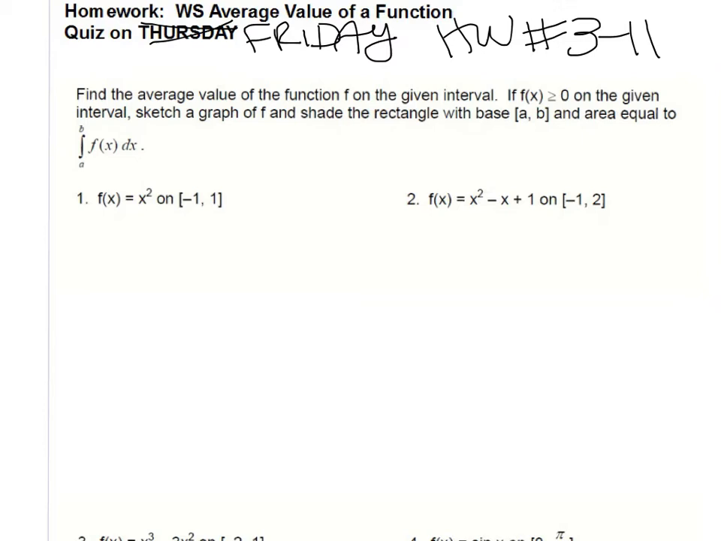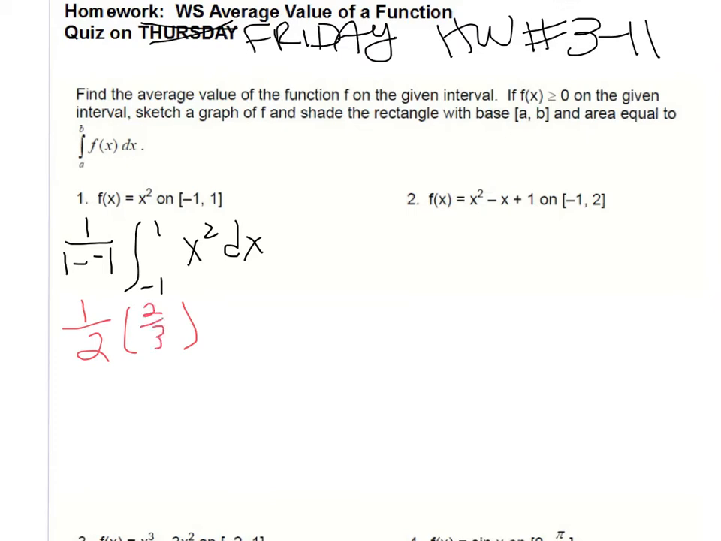Okay, so we have 1 over 1 minus negative 1. And so then 1 minus negative 1 is 1/2. You're going to do this integral in your calculator, and you're going to get 2/3. And our height, again, is 1/3. So let's sketch it.